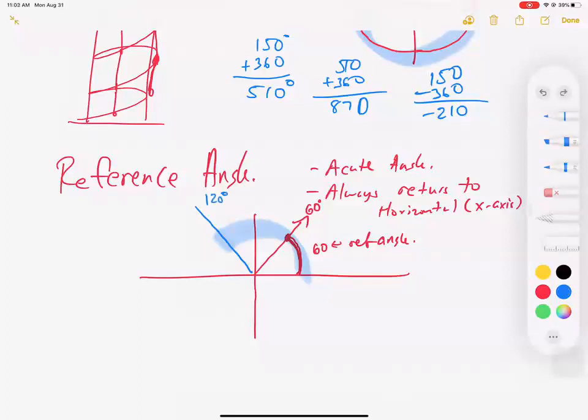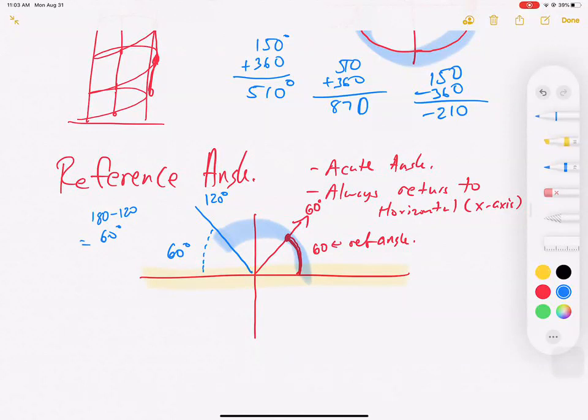Coming back down to horizontal. And we can say 180 minus 120 is 60 degrees. So my reference angle is 60 degrees here. It's always back to horizontal. That's our goal. Get back to this. You can almost think, how much are you going to fall back to the ground?